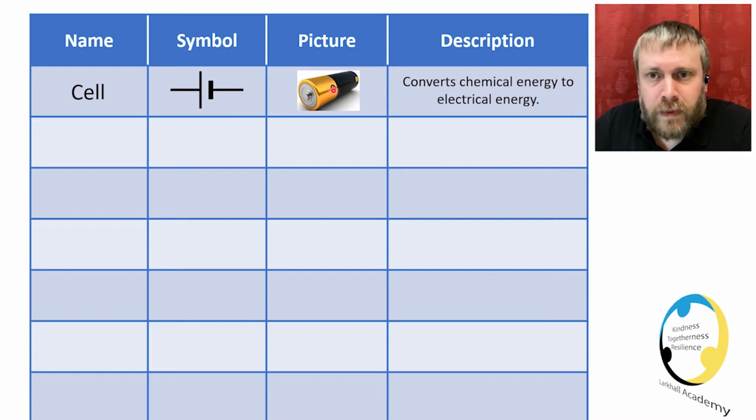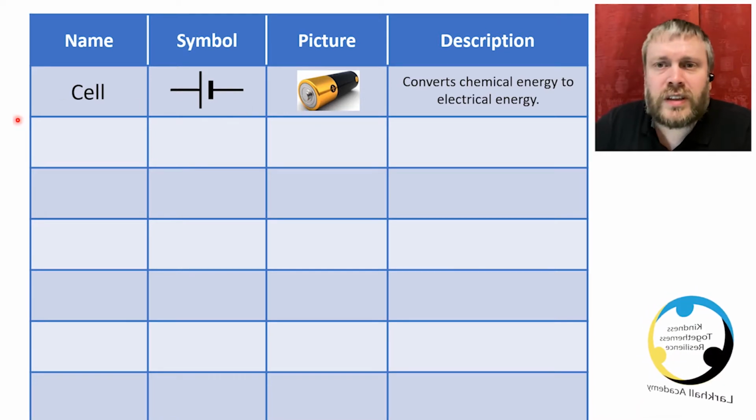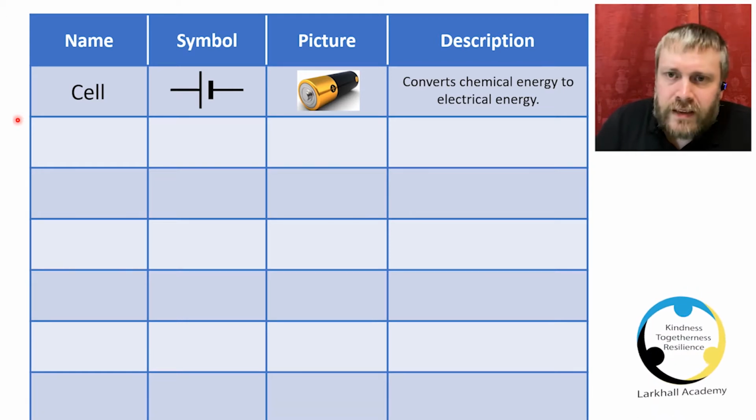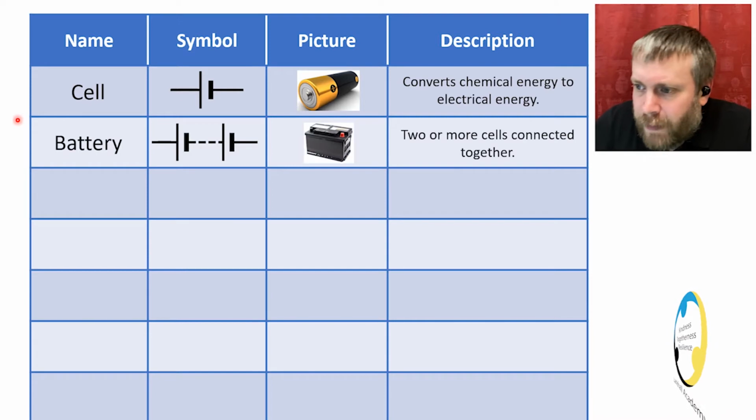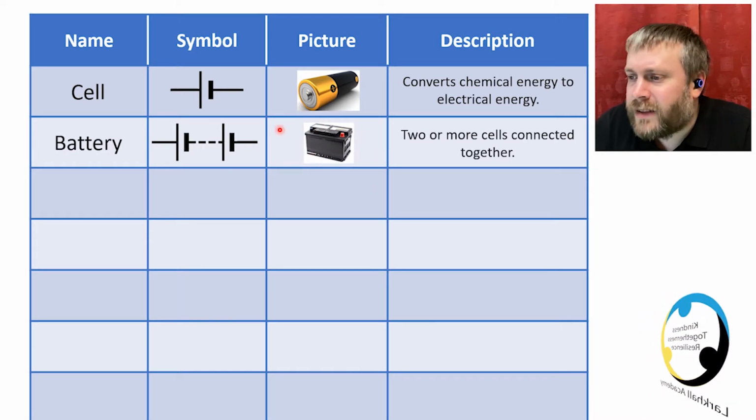That's not a problem. There'll be some bigger pictures in the next slide for you to have a look at. So this is a cell here. So what's the difference between a cell and a battery? Why do we call that a battery when it's not really a battery? Well, a battery, this is an example of a battery here. This is a car battery actually.